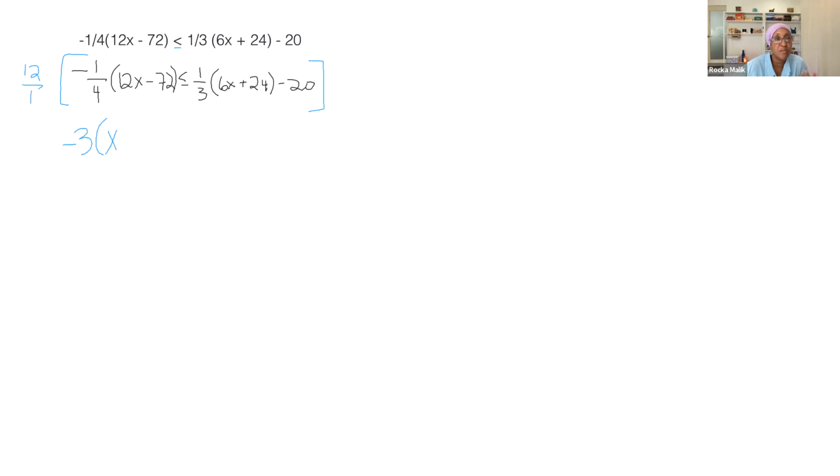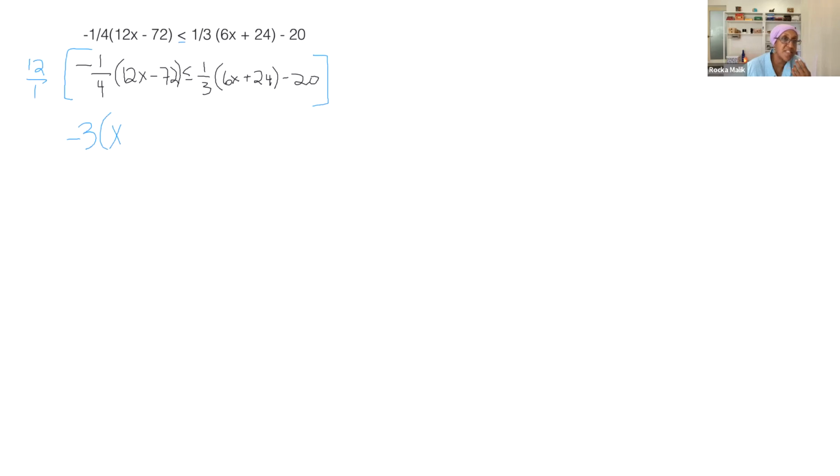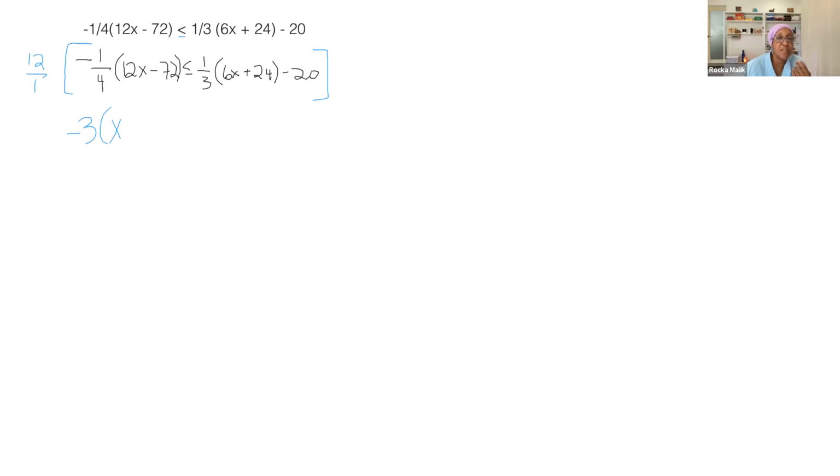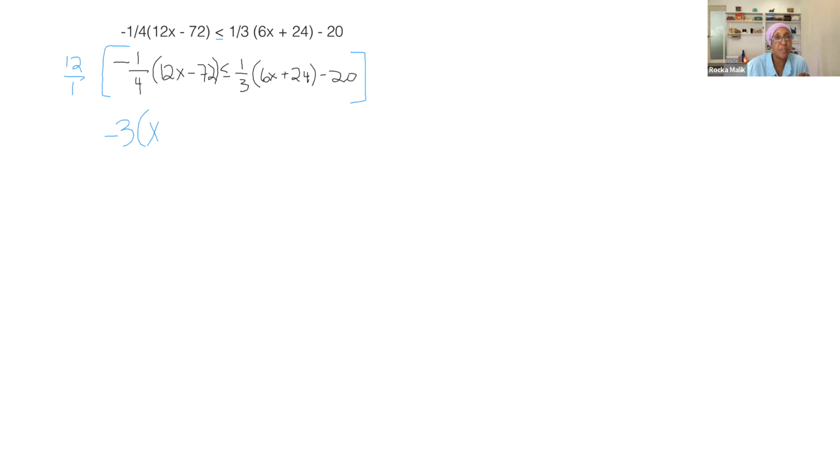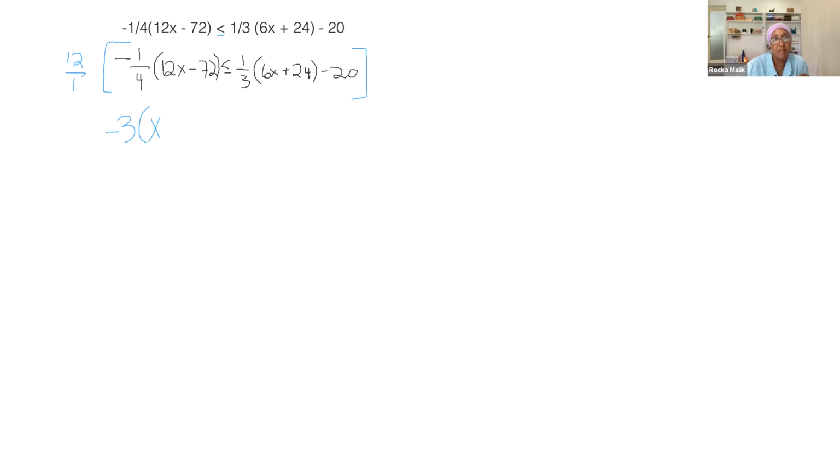Okay, I don't need to. Since this is in the brackets, I only need to multiply what's outside of the brackets. Because the brackets is like a protective force field. So only the things outside of the brackets are what I'm going to multiply the 12 by. So I'm going to leave this as a 12x.